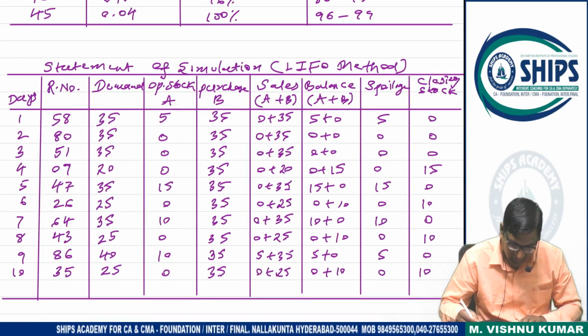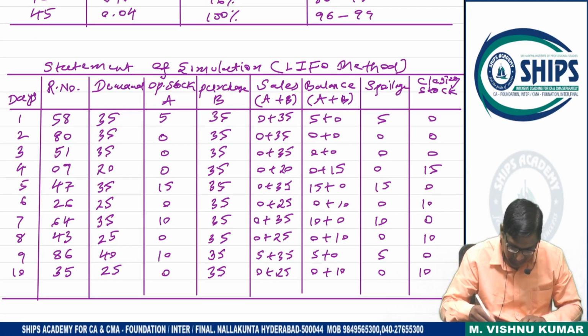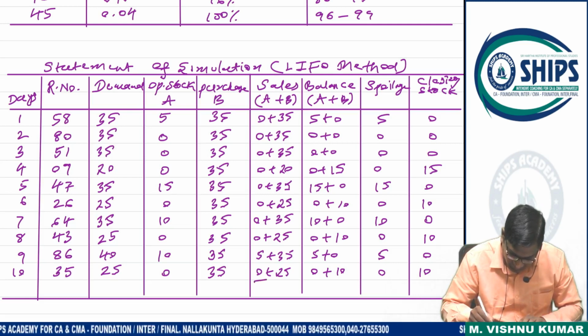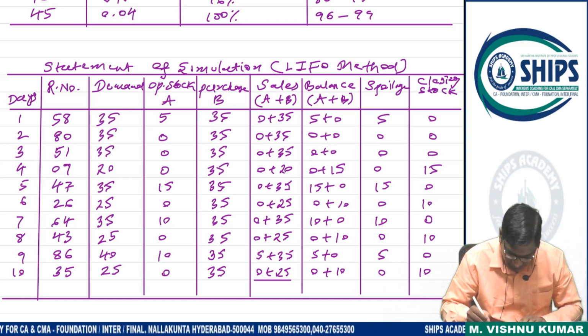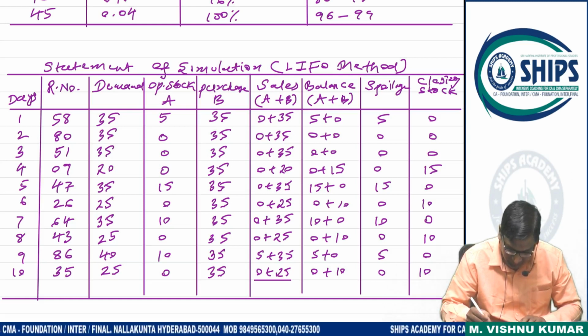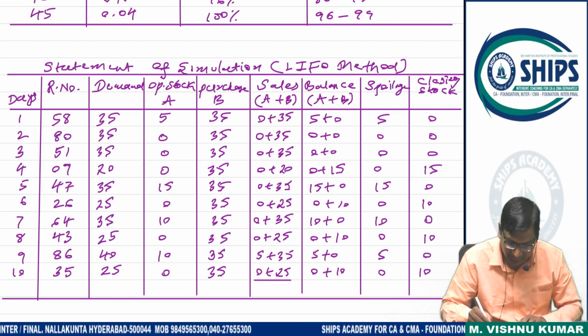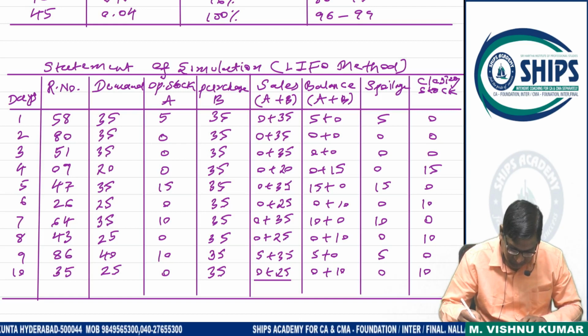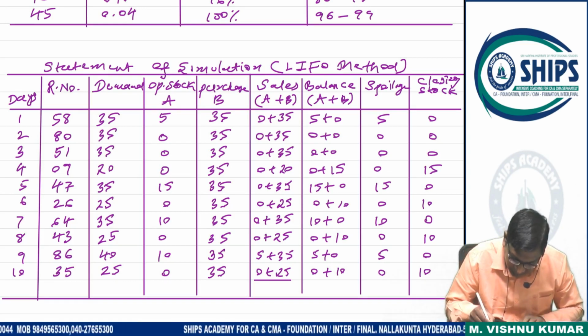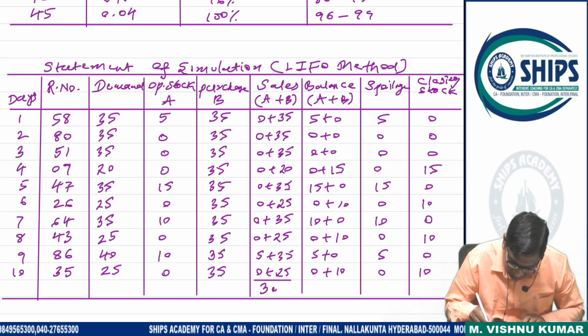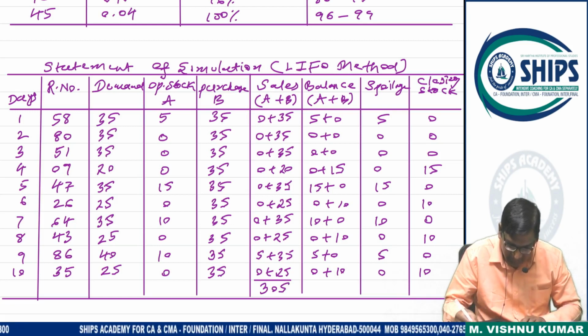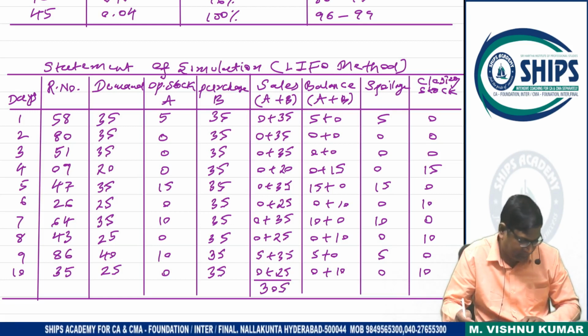First, how many breads are sold? This sales quantity, total this whole column. 5 plus 35, this is 40. 30, including this 5. Including this 5, correct?